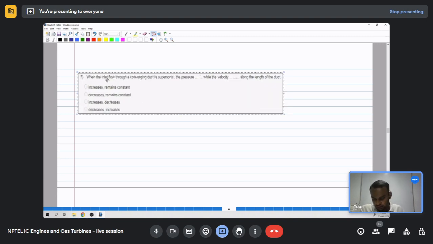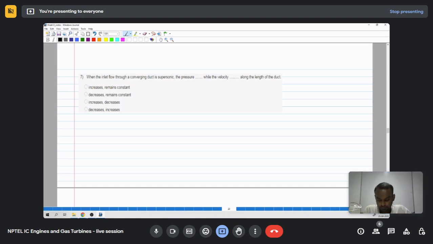When the inlet flow through the converging duct is supersonic, the pressure increases or decreases, while the velocity can remain constant, increase or decrease along the length of the duct. The velocity decreases. Converging duct, supersonic, yeah, velocity decreases, and then we have only one option: pressure increases.